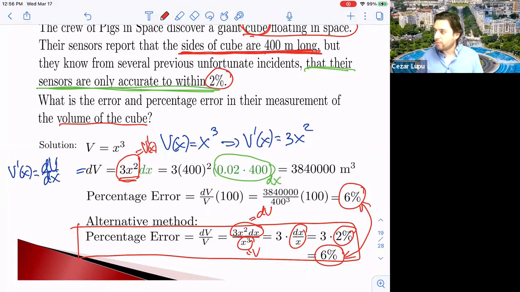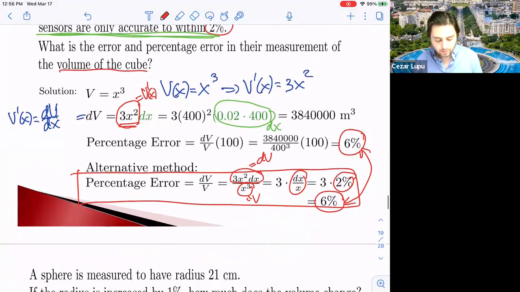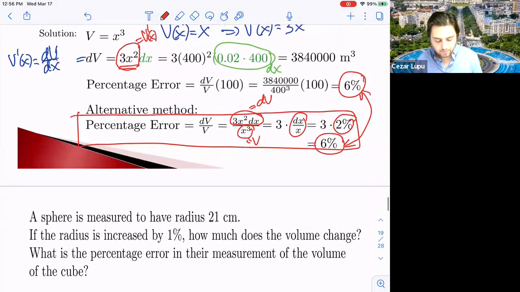All right, now let's see another problem. And I want you to think of this for a bit. A sphere is measured to have radius 21 centimeters. If the radius is increased by 1%, how much does the volume change? And also, what is the percentage error in their measurement of the volume of the cube? So pay attention here.